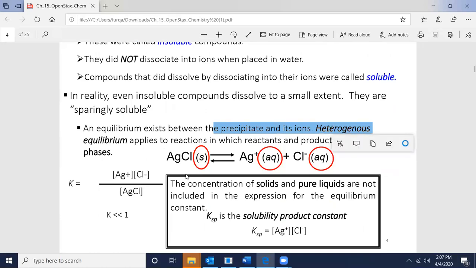Even if I try to show you CH3COOH, that's not a solid; that's where we were talking about an acid, an aqueous situation. Here we are talking about the solid's equilibrium in the dissolution of the solid. So an equilibrium exists between the precipitate and its ions. This is what we call heterogeneous equilibrium, because this is solid and these two are aqueous. It applies to reactions in which reactants and products are in different phases.